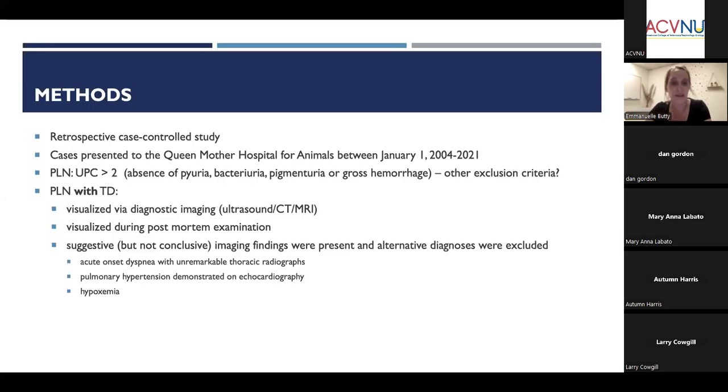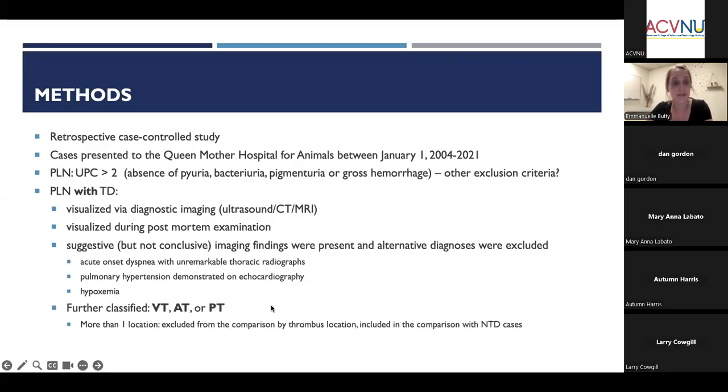And so typically it was an acute onset of dyspnea with no changes on thoracic radiographs, if there was any evidence of pulmonary hypertension on echocardiography, or if the patient had any hypoxemia. And these patients with thrombotic disease were further classified into venous, arterial, and pulmonary thromboembolic disease. When there was more than one location, they excluded these patients from the comparison between thrombus locations, but they still kept them to compare patients with or without thrombotic disease.